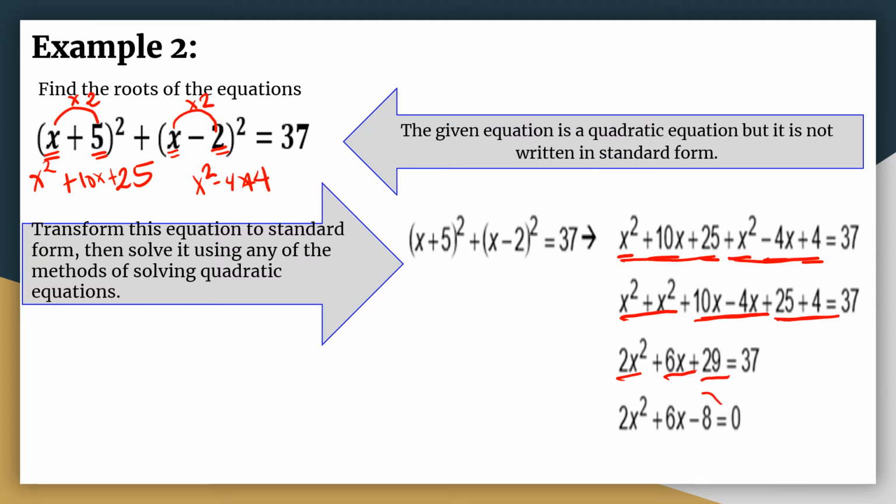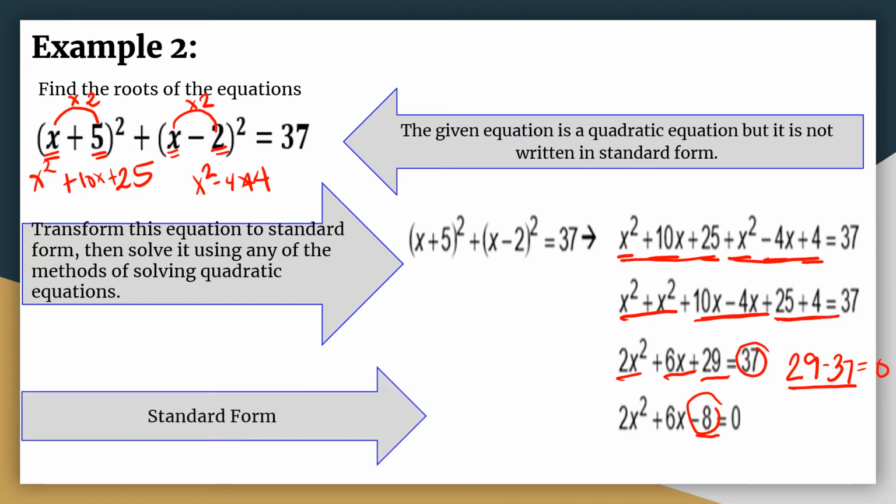Then, how did we get this negative 8? We are going to transpose this 37 inside. So we're going to have 29 minus 37 equals 0, and 29 minus 37 is negative 8. It's already written as a quadratic equation in standard form.